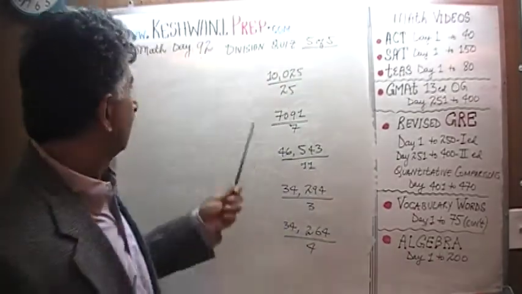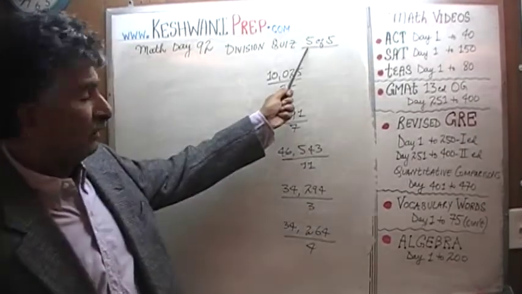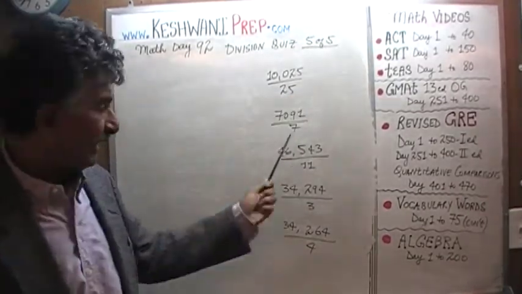We are here because we want to improve our math skill. Today is our lesson number 92. Today we'll have our division quiz, the fifth one in a series of five. This is our last division quiz.